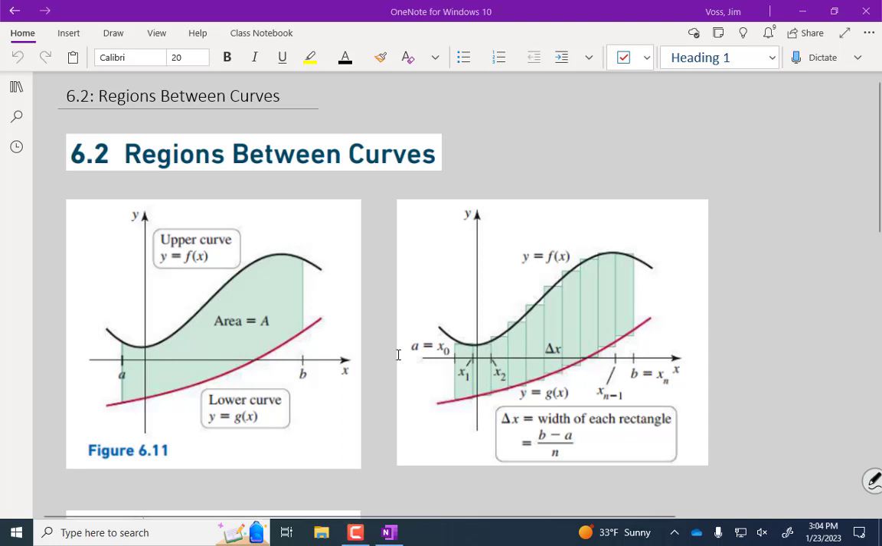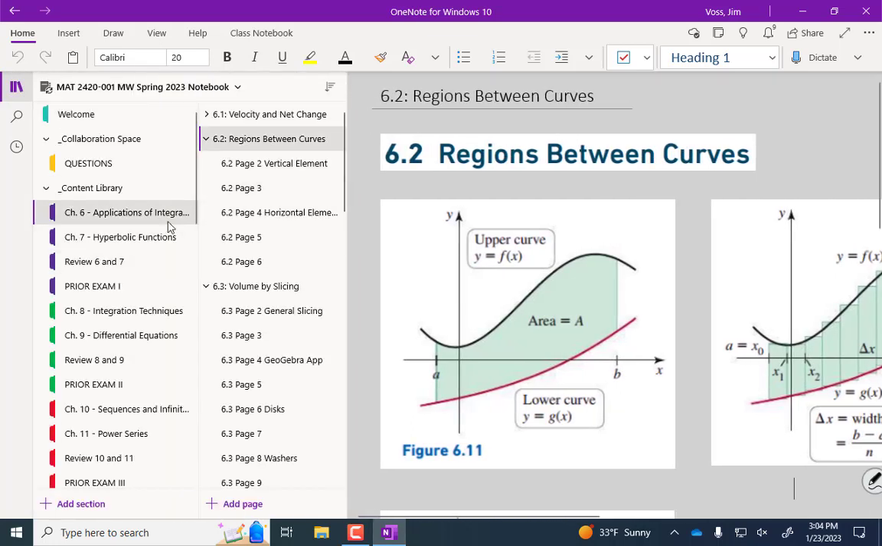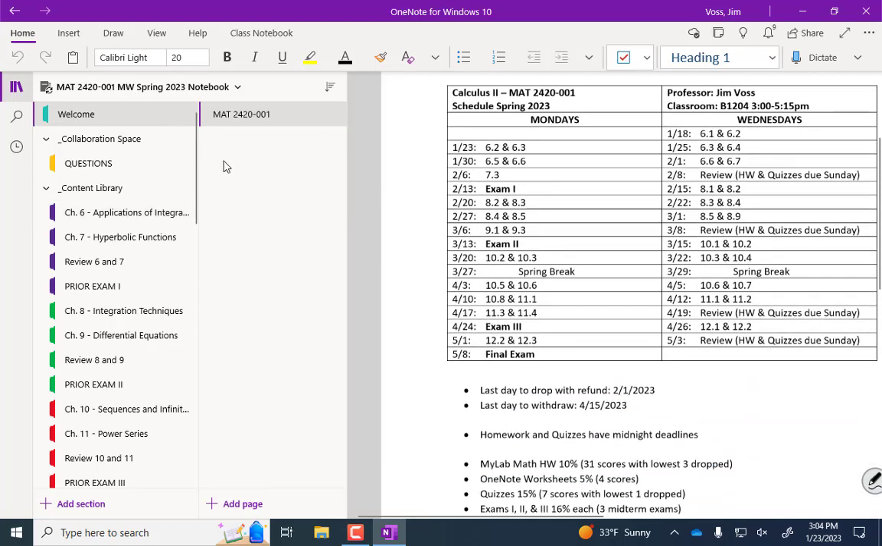Another example of integrating horizontally with a horizontal element. OneNote notebook. So we will once again draw a horizontal element wherever we so please. The class schedule is right here under welcome.